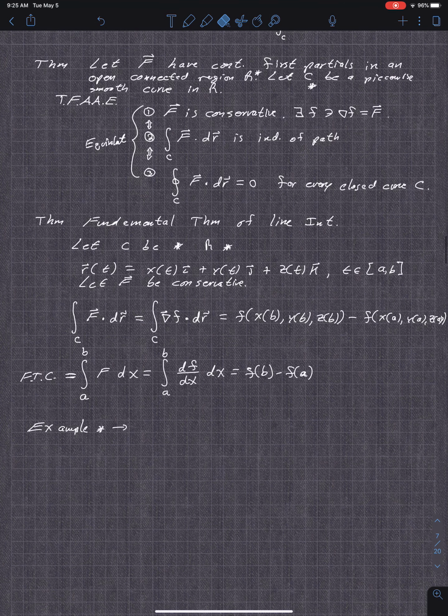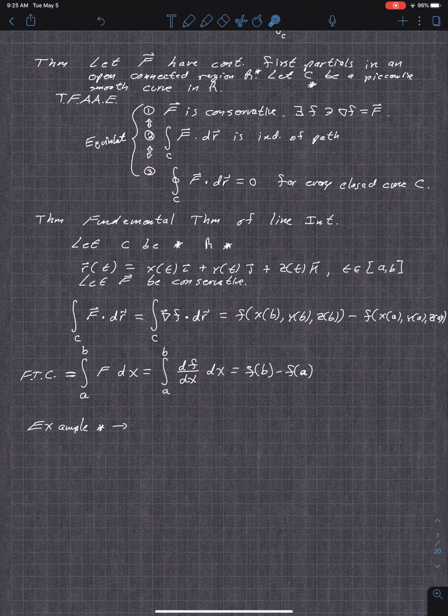Okay, continuing, let F have continuous first partials in an open connected region R. Let C be a piecewise smooth curve in R. And then the following are all equivalent. Okay, F is conservative, there exists a potential function. The line integral of F dot dr is independent of path. The closed curve integral, so every closed curve in the region, is equal to 0. Okay, and you have to understand that it has to work for every curve.